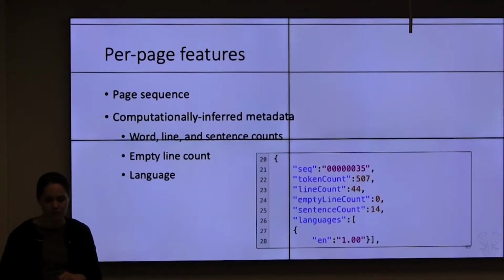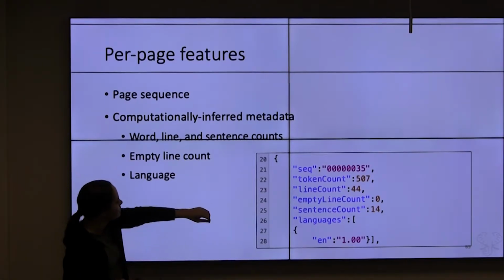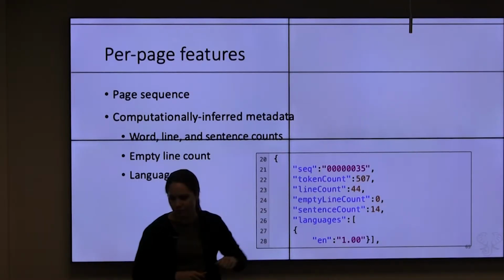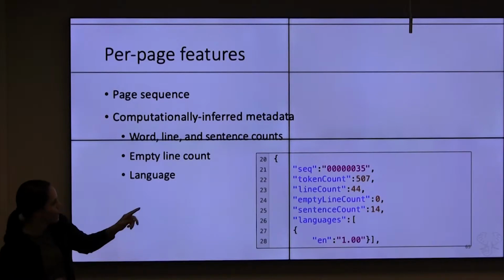Then, how many of you are familiar with JSON? How many of you are familiar with XML? Okay, so if you can read XML, you can read JSON, it's just less verbose. Look how nicely structured this is. We're getting some information about what the feature is, and then we get the actual feature. So we get the page sequence.